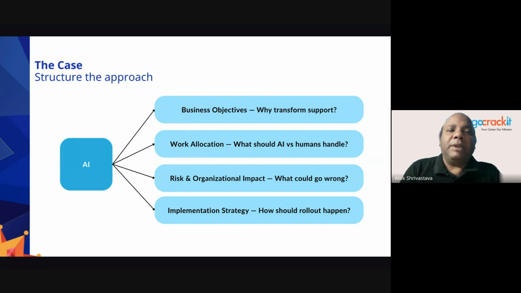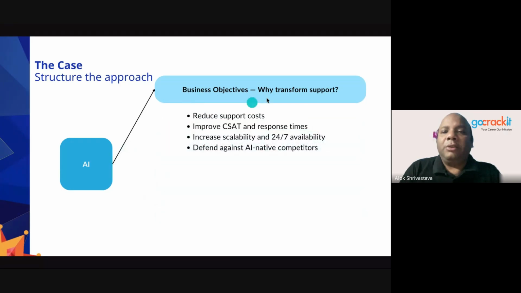Okay, so let's see one by one. So business objective. We should first know why we are doing it. If we are reducing support cost, what is the expected support cost? How much CSAT can we improve with whatever strategy we are adopting? How do we increase the scalability? Let's say I do 2 million queries per month this year. When I scale, can it cater to 10 million queries a month, right? So that kind of scalability.